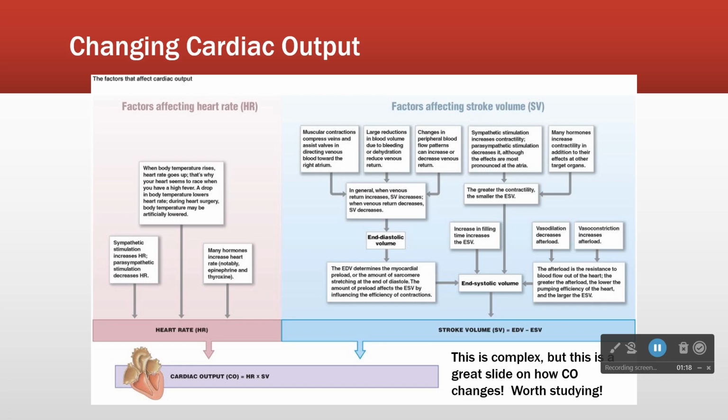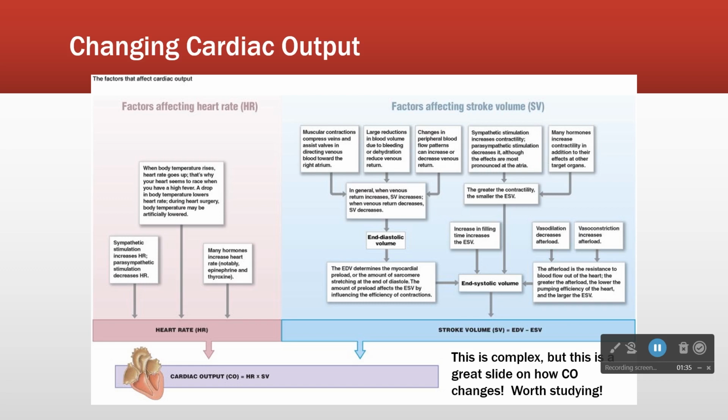Okay, body temperature is another one. The higher the body temperature, the faster the heart rate, period. Now, some of that is because of vasodilation to the skin, okay? But that's also true. So heart rate.